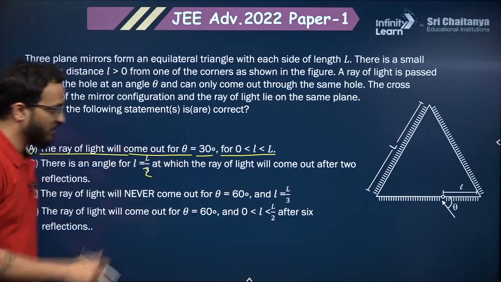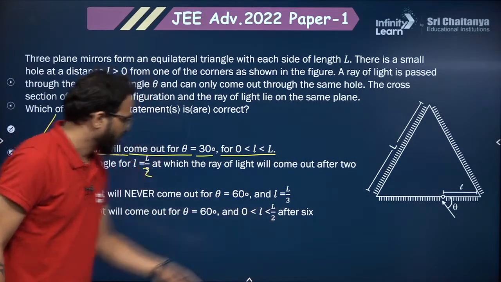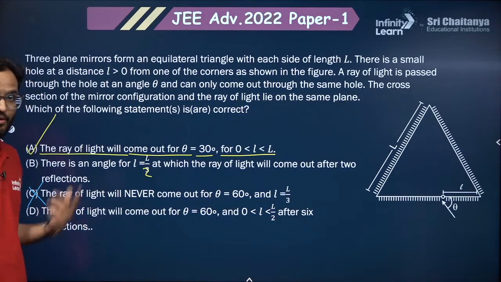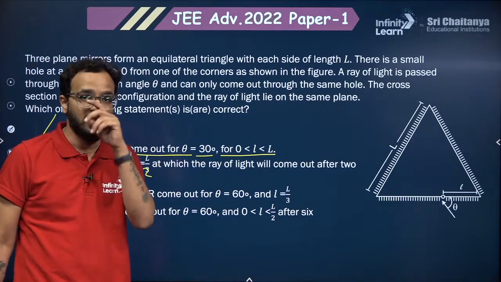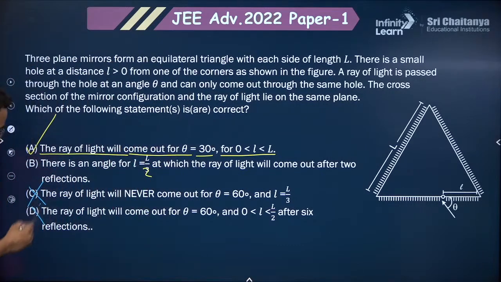This is wrong because we have just seen that it is coming out even after 5 reflections. The ray of light will come out for theta 60 degrees from 0 to L/2 after 6 reflections. No, we have seen that there is one possibility that at L/3 it is coming out even after 5 reflections. So definitely this is also wrong.